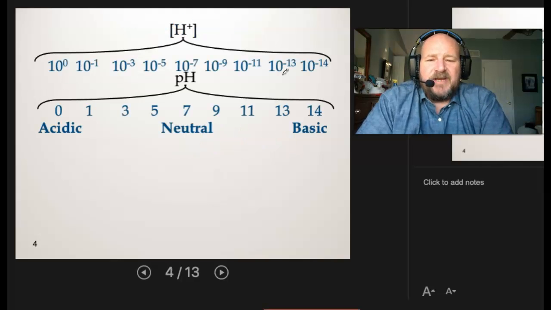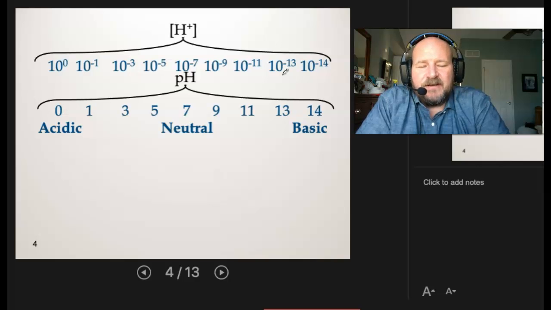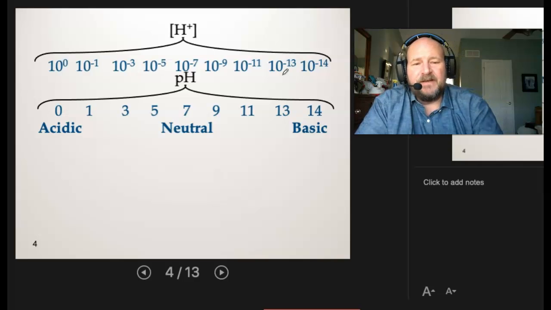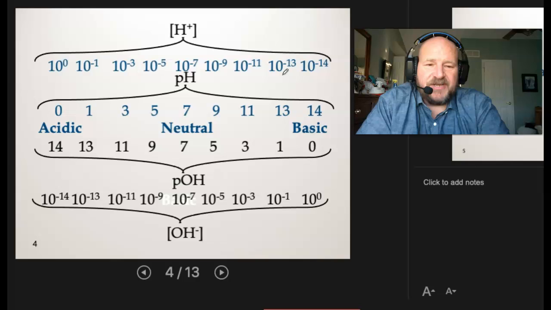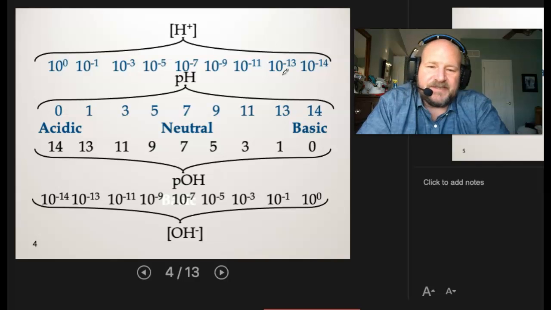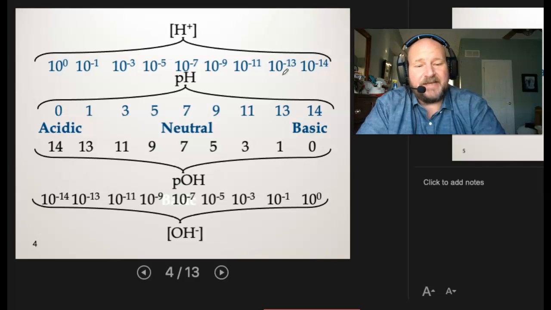Now, if I start plugging in values between 0 and 14, then I come up with the pH scale. 7 is neutral, 0 is acidic, 14 is basic. The relationship between pH and pOH is that their sum has to equal 14. That means that the pOH scale is literally the reverse of the pH scale. So if my pOH is 14, that means it's acidic, whereas if my pOH is 1, that means it's going to be basic.